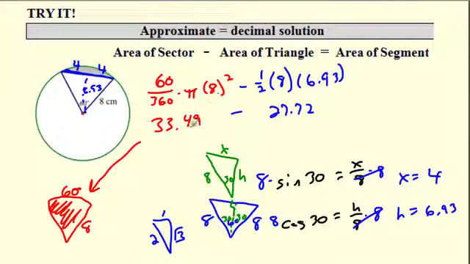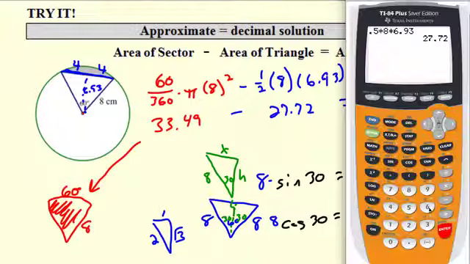So I'm subtracting them. This was the area of the whole slice of pizza. This is the area of that white triangle in there. It's going to leave me just that little crust on the edge, just that little nub there. So let's go ahead and subtract that out. We've got 33.49 minus 27.72. Love it.